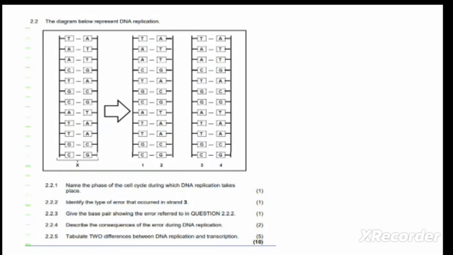Says tabulate differences between DNA replication and transcription. So this question is repeating. Remember in the last video that I made, we found this question. So in DNA replication, adenine bonds with thymine. In transcription, adenine bonds with uracil. In DNA replication, an identical DNA molecule is formed. In transcription, an mRNA molecule is formed, right? In DNA replication, both strands act as templates. In transcription, one strand of DNA acts as a template.